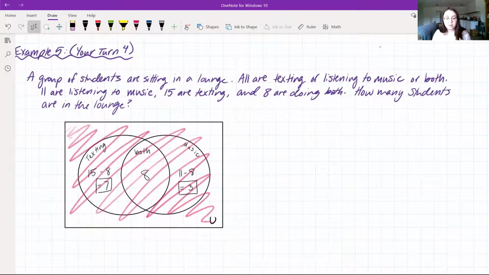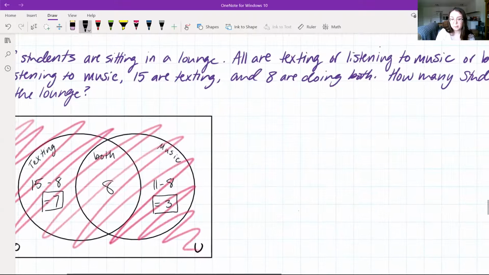So in this case, we don't have anyone not doing anything. So we have 0 people not doing one of these 2 activities. And this is because we know in our question we say all are texting or listening to music or both. So we write our Venn diagram the exact same way, and we just indicate that there are 0 people not doing one of the 2 activities, because we know that all of them are doing something or both. So now we have all of our values. And remember our rule.